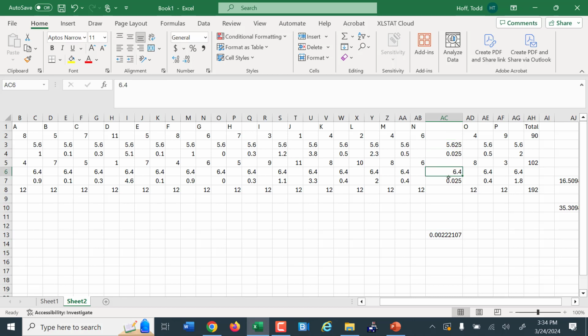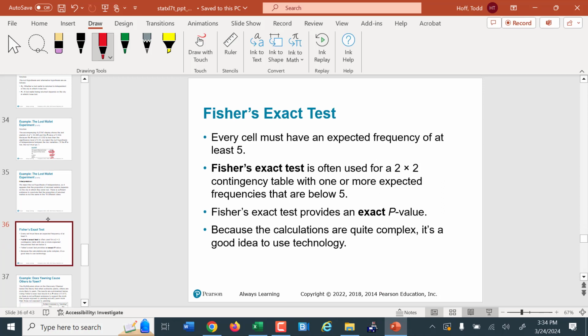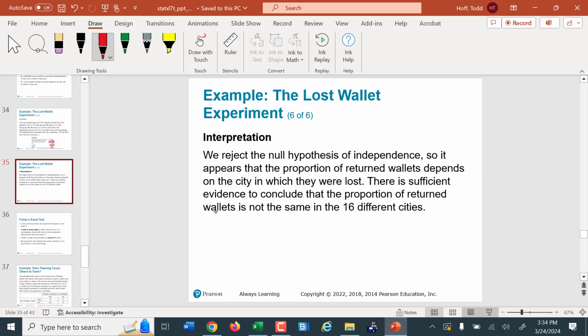You can see the 5.625 and the 6.4 staying there. The 5.625 was just because of the cell being too small to round it off. The 6.4, though, is the actual expected value there. Anyway, we get our p-value of 0.002, which is what we have here, which is smaller than alpha of 0.05. So that, again, confirms that we're going to reject the null hypothesis. The proportion is not the same in each city. There are some cities where you're more likely to get your wallet back than others.